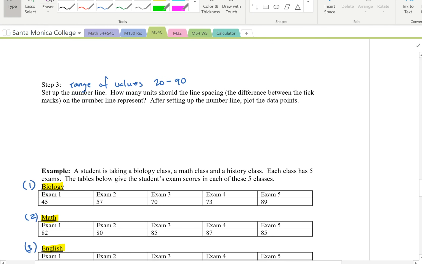Okay, so here, set up the number line. How many units should the line spacing, meaning the differences between the tick marks on the number line, represent? After setting up the number line, let's plot them.